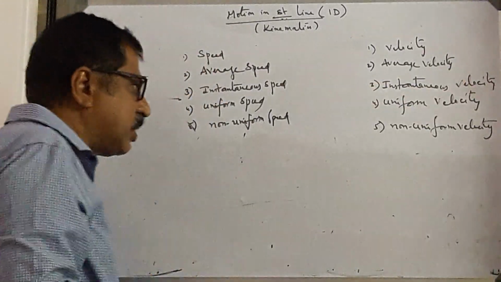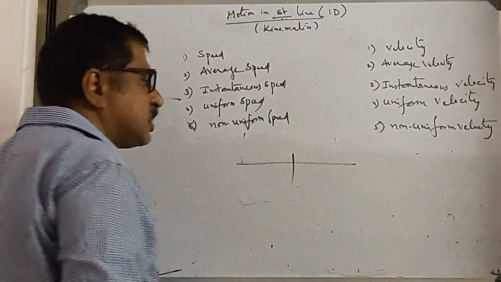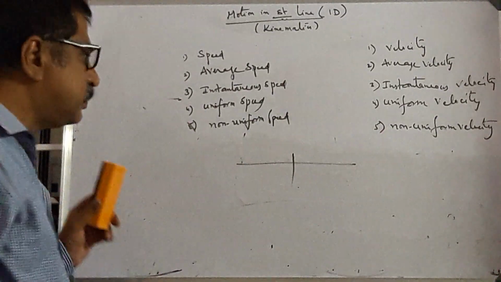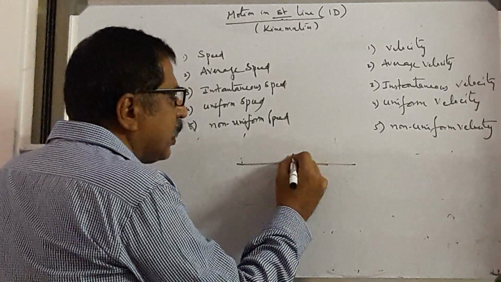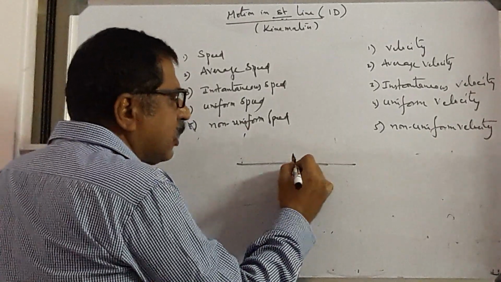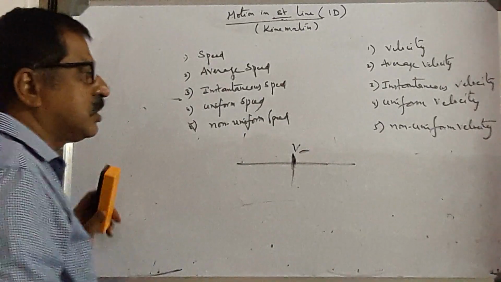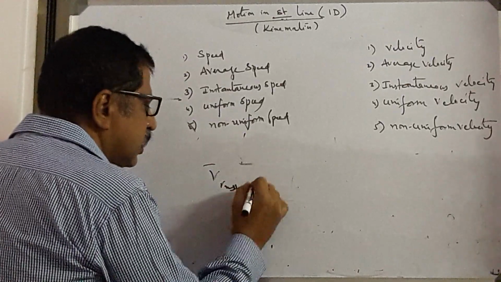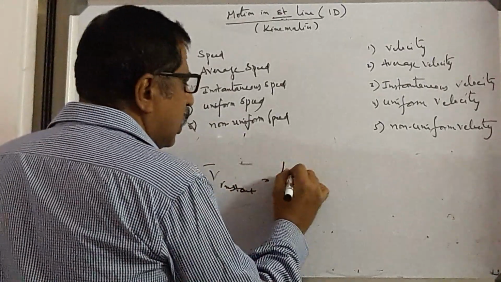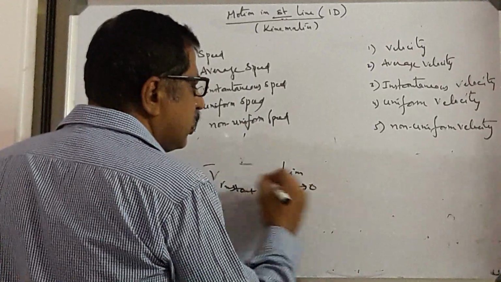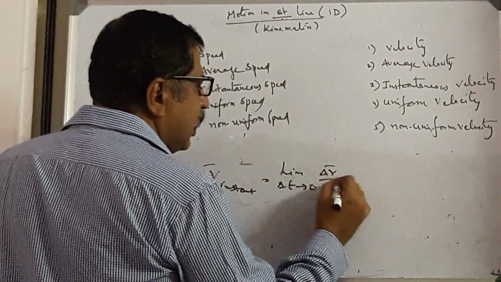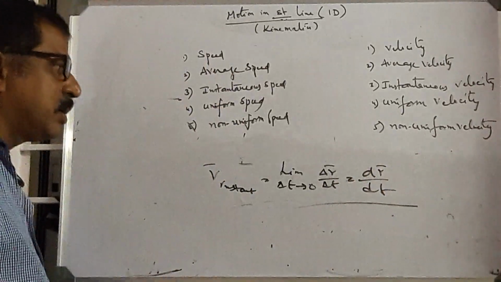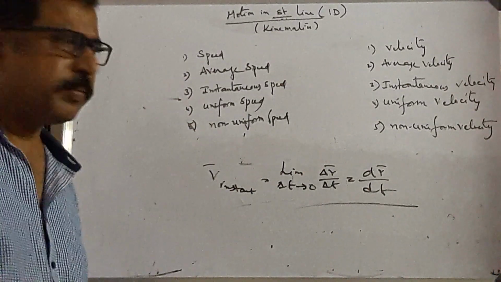Next one, instantaneous velocity. It is the velocity of a body at a particular instant of time. Now, a particular instant of time means at this particular point, what is the velocity? That is the instantaneous velocity of a body. Mathematically, instantaneous velocity is equal to limit delta t tends to 0 of delta r bar by delta t, which is equal to dr bar by dt. This is our instantaneous velocity.